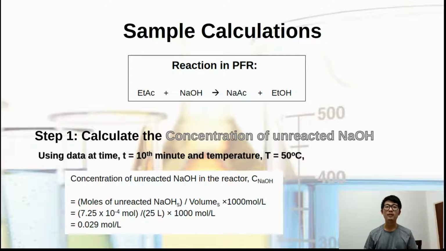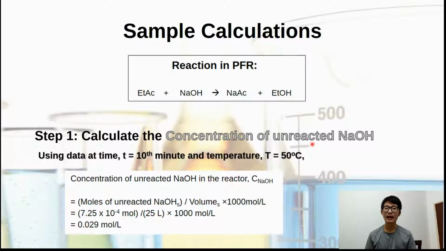First of all, the reaction in this experiment 3, which measures chemical reaction rates in a plug flow reactor (PFR), is ethyl acetate mixed with sodium hydroxide to produce sodium acetate and ethyl alcohol. Step 1. We calculate the concentration of unreacted NaOH.